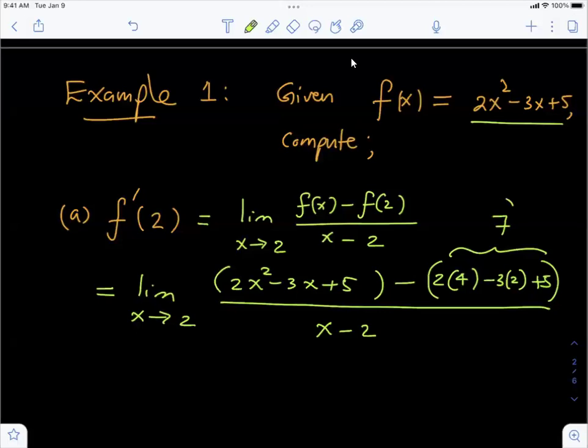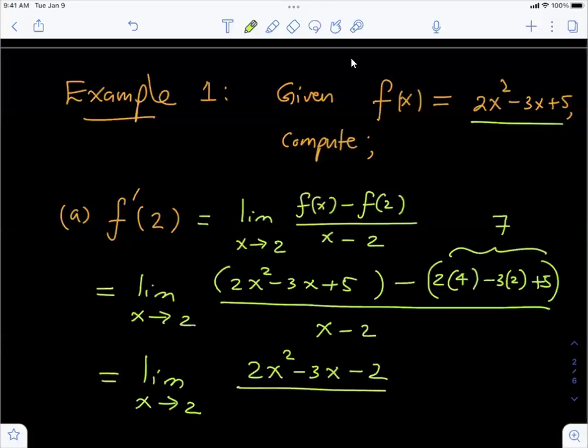So that negative 7 interacts with this plus 5, and that can simplify this expression to 2x squared minus 3x minus 2. The whole thing is divided by x minus 2.